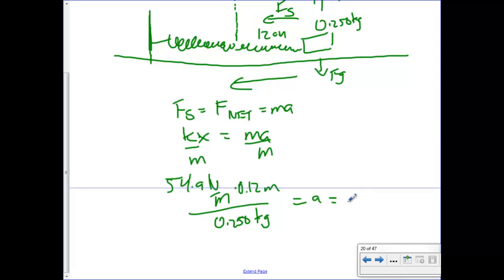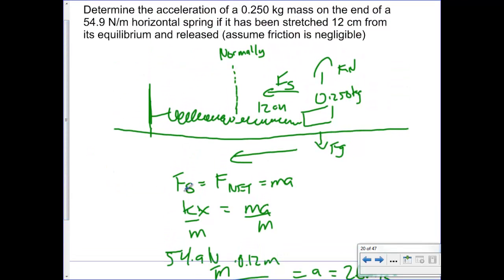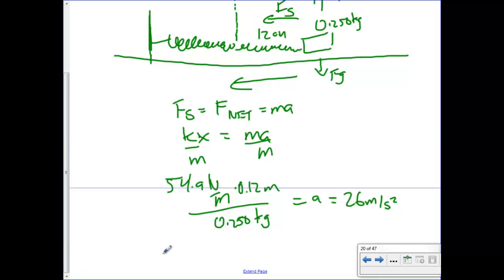So just 26 then. Okay, units for acceleration are meters per second squared. Now let's talk about direction. Which way is it accelerating? Yeah, it's accelerating backwards this way. So I need to have some sort of indicator of which way it's going. If you were just to say that it's going backwards, that'd be fine.